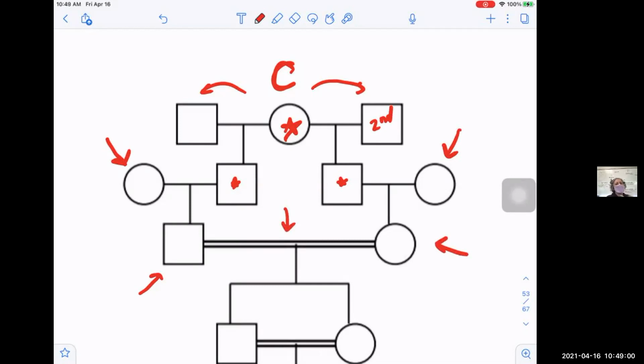So who are they to each other? They're cousins, right? So it's not that bad. I mean, they have different moms. They have the same grandma. That's not really that bad, right? They're first cousins, but it's not that bad.